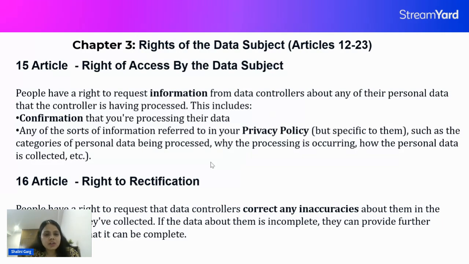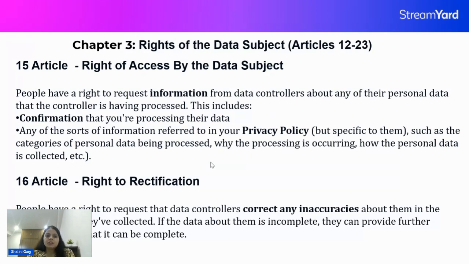And information should be provided in a commonly used electronic format. It should not be in some format which is very tough to open, or where I have to encrypt or decrypt something. It should not be like that. GDPR is an easy-peasy thing. So if the request is made electronically, then it should be provided in electronic format. Otherwise, as specified by the data subject. So for example, I have specified that, okay, I am providing you a pen drive, please give me the data on that pen drive. Then the controller has to give me the data on the pen drive.